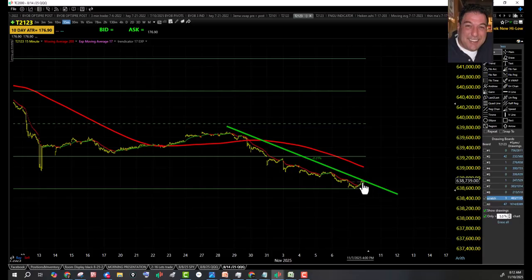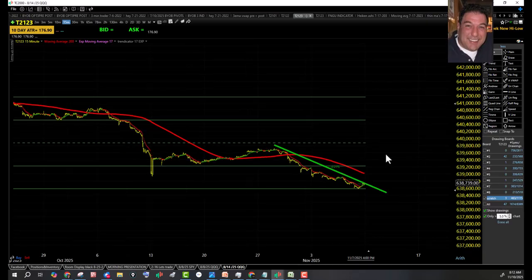So we're getting a challenge of the downtrend line this morning for SPY, but we'll see what happens with T2123 when the market opens up.